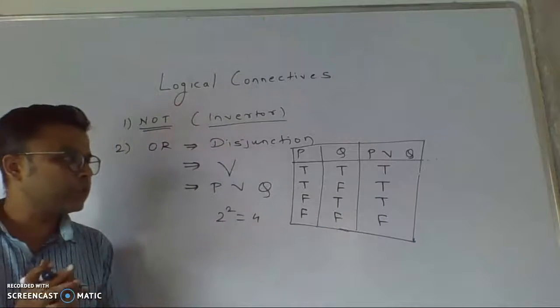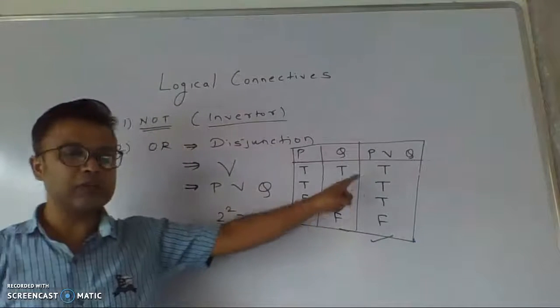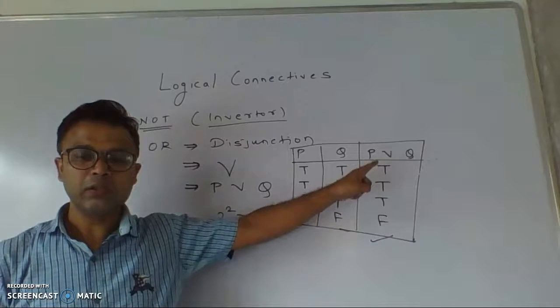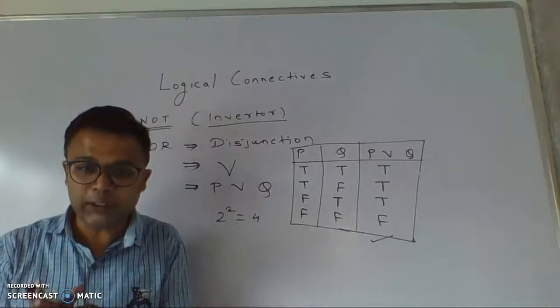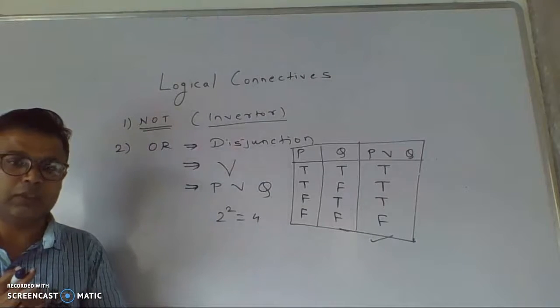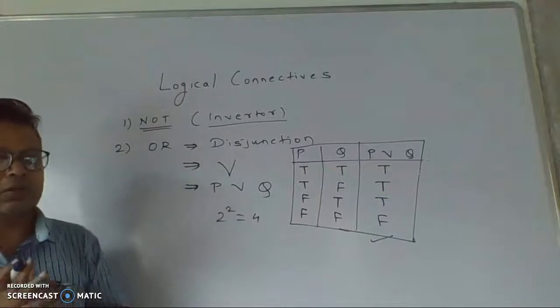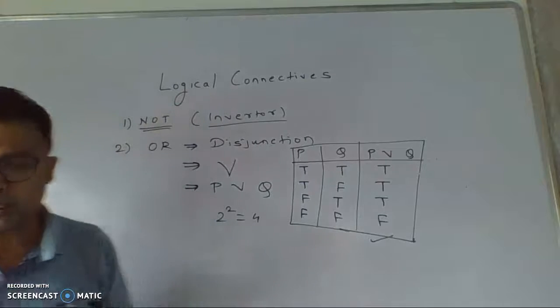So the OR operation is false only when all the statements are false. If at least one of the statements is true, then the result of OR is true. Okay, so this is about your OR operation. Now the next operation is your AND.